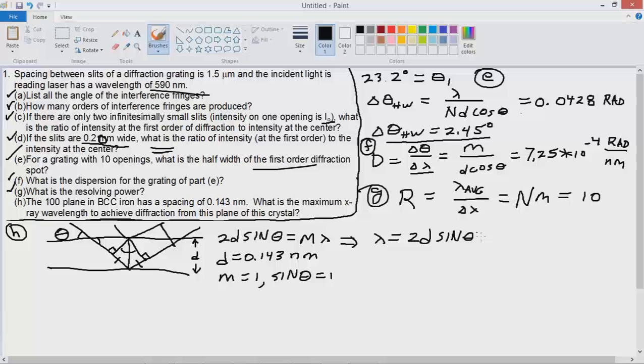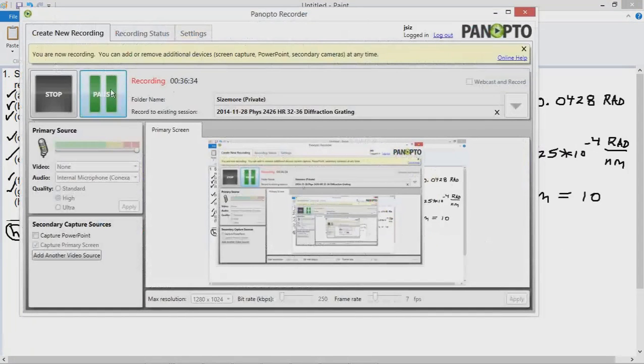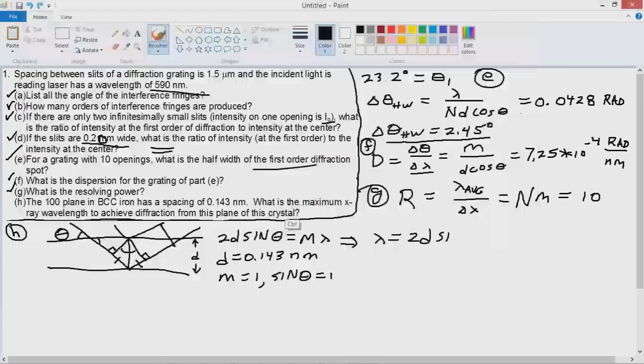I'll be right back. I forgot sine theta is 1, so it's just 2d. And that's not too hard to figure out. 0.286 nanometers. I didn't even have to leave to go crunch the numbers. So that's it. Part H. We're done with this problem. See you on the next problem.